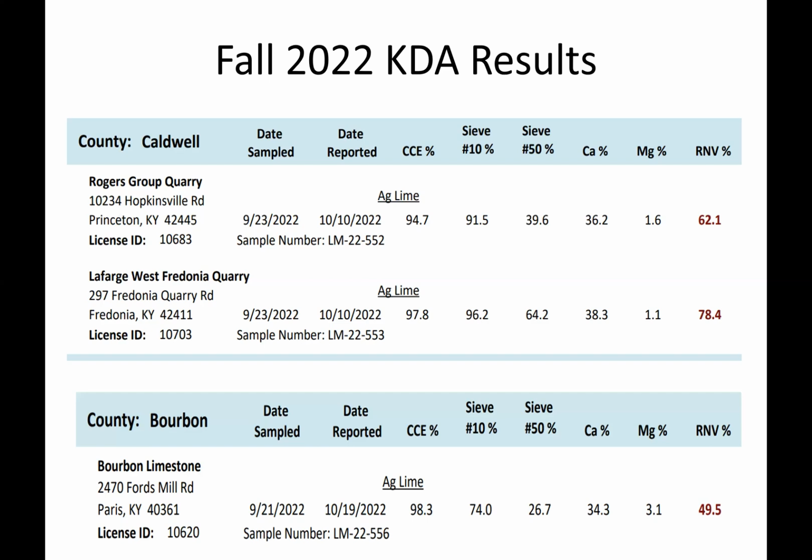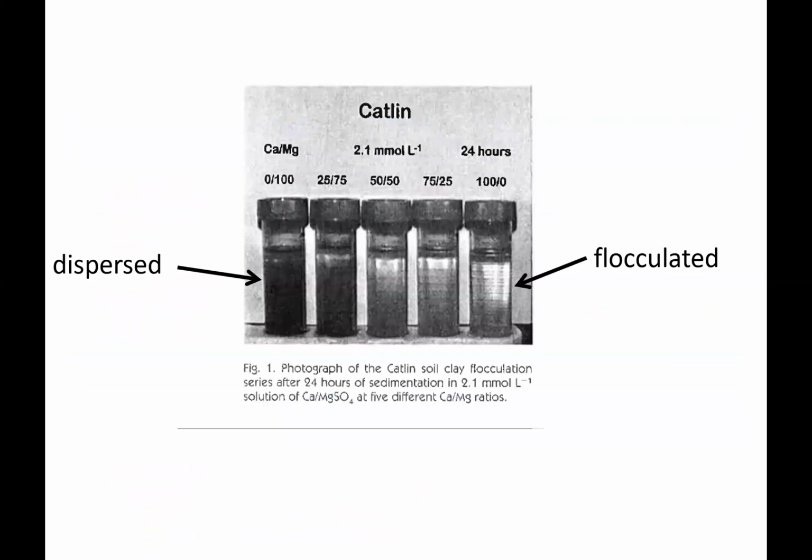This was a slide that Frank Sikora made. It found a publication that shows the difference between dispersed and flocculated soils. So if we look at 100% magnesium on the far left and 0% calcium, we see that dispersed soil. That's the muddy soil I was talking about, infilling the soil pores as water infiltrates. And if you go to the far right, that's pretty clear water. All the clays are flocculated at the bottom. Well, what's going on there?